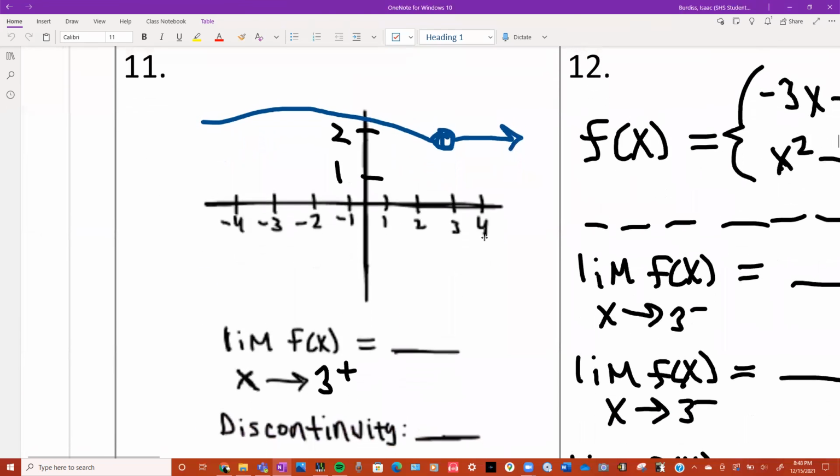Number 11. What about this one? And for some reason, there's not an arrow right here. All right, discontinuity is a hole.